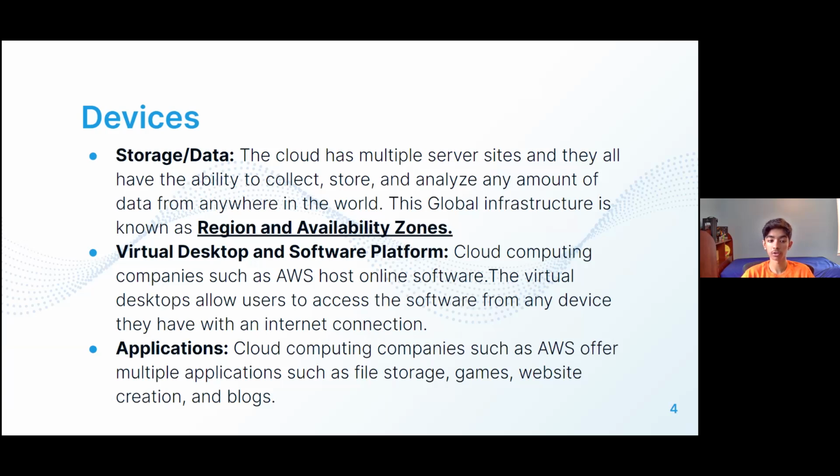This global infrastructure is known as regions and availability zones. Our region is Virginia. That's where their servers are situated. So the server that we're going to be connected to is the one in Virginia. But if that one ever goes down, we might be connected to Ohio or another server in the United States.